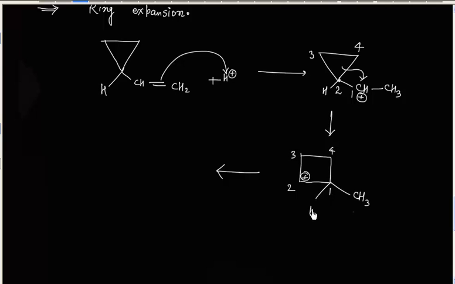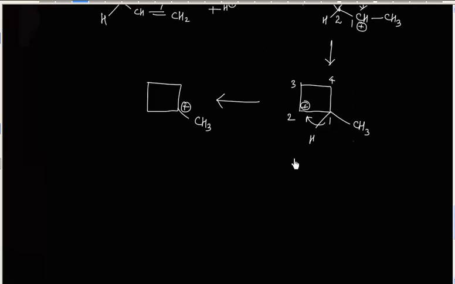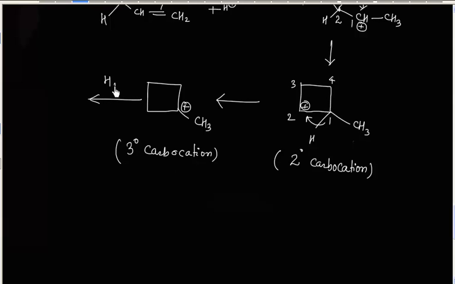Now in the next step we can do a hydride shift. So if I shift this hydride here, we will have a 3-degree carbocation. So this is a stable carbocation. Here we have a 2-degree carbocation and this one is your 3-degree carbocation. And finally, if this carbocation is attacked by H2O, we will have a 3-degree alcohol. So this is the formation mechanism for the product.